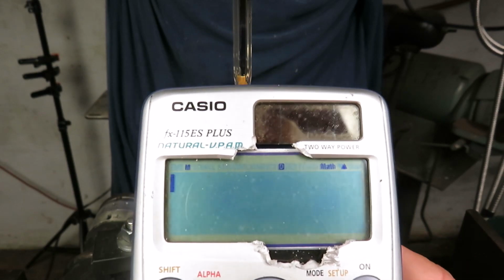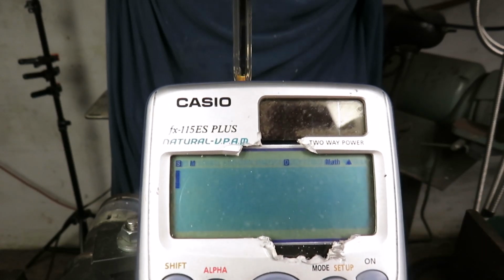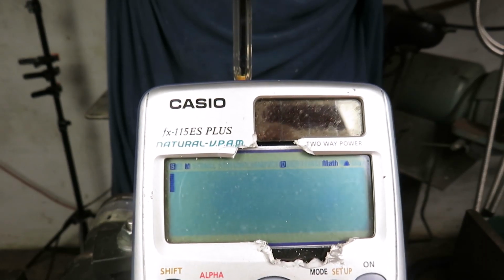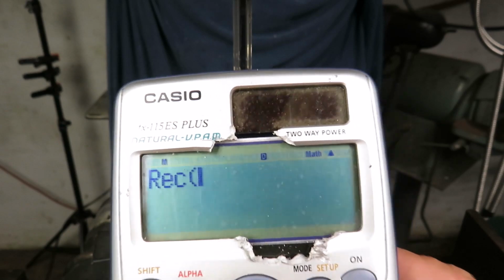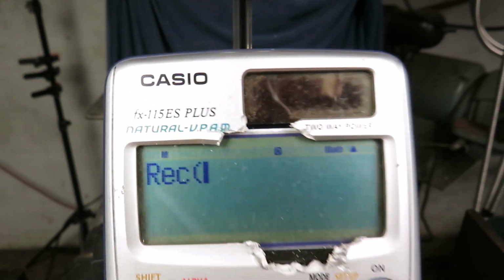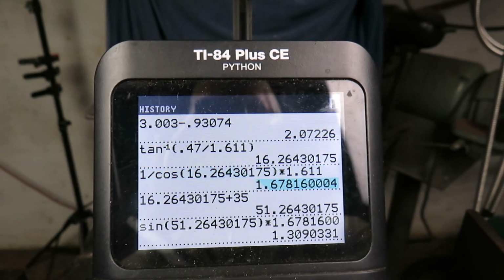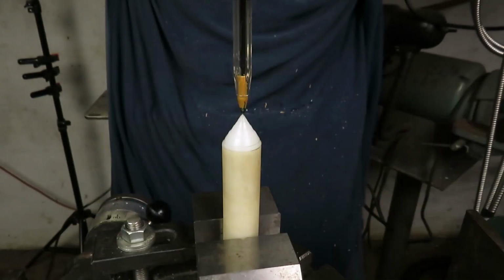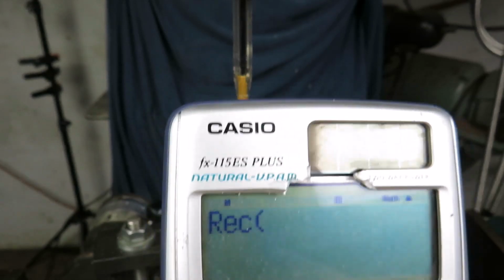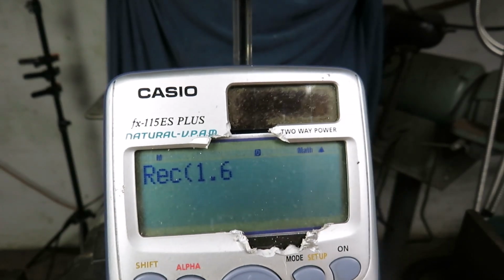Now this time we want rectangular coordinates. So that's going to be shift and the minus key. It says rec, meaning that's what it's going to give us. We got to give it the new polar coordinates, which we have right here. We got to enter the radius first, which was that number, 1.67816. So we entered 1.67816.